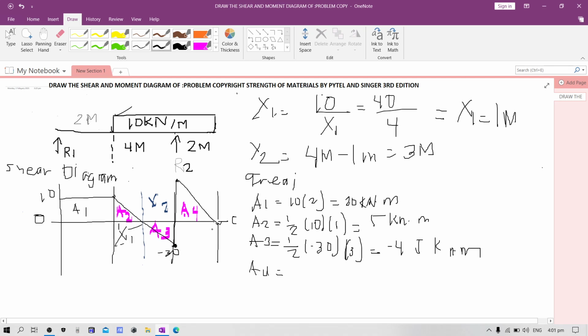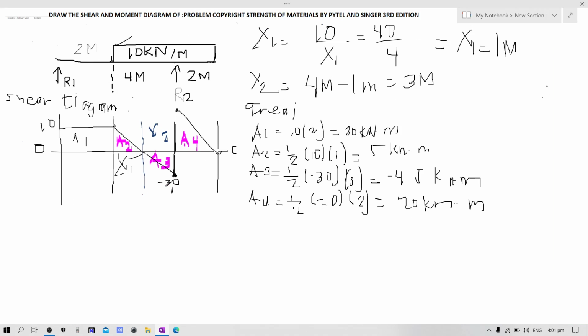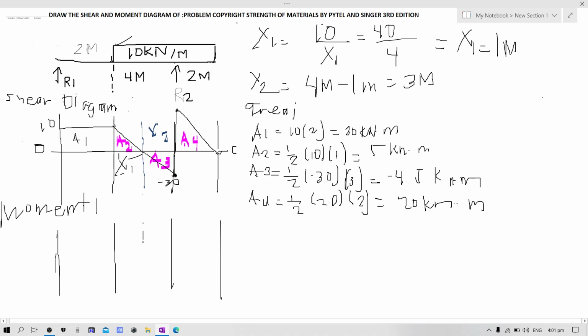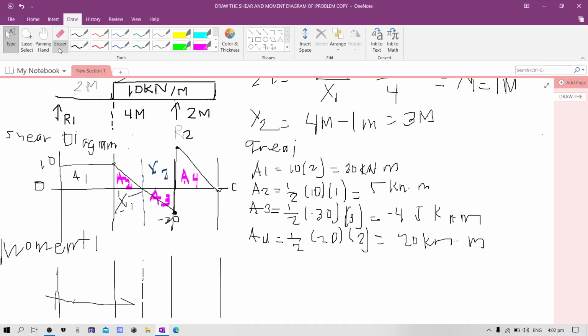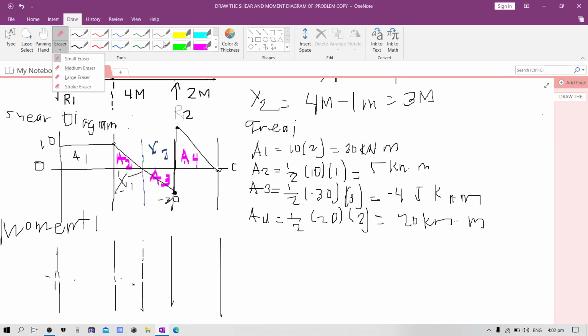Okay? So, next natin ay area 4. So, ang area 4 natin ay 1/2 of base times height, which is 20 times 2. So, that will give us 20 kilonewton meter. So, ang next natin is to draw the moment diagram. Okay. So, yung moment yan, gawa ka muna lang guidelines. So, draw ulit tayo ng guidelines.